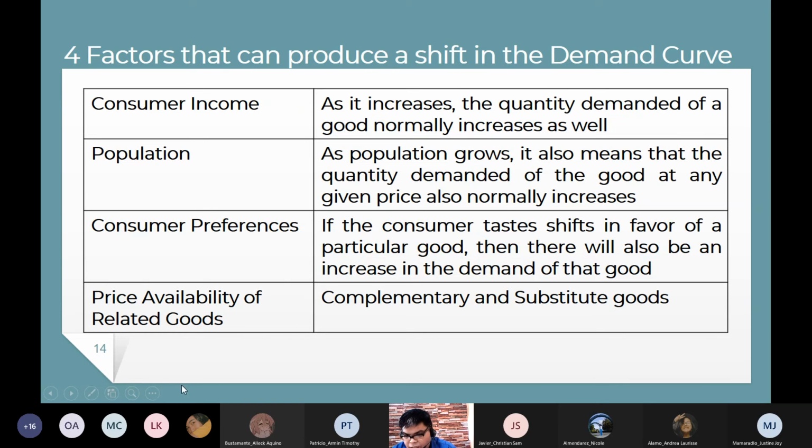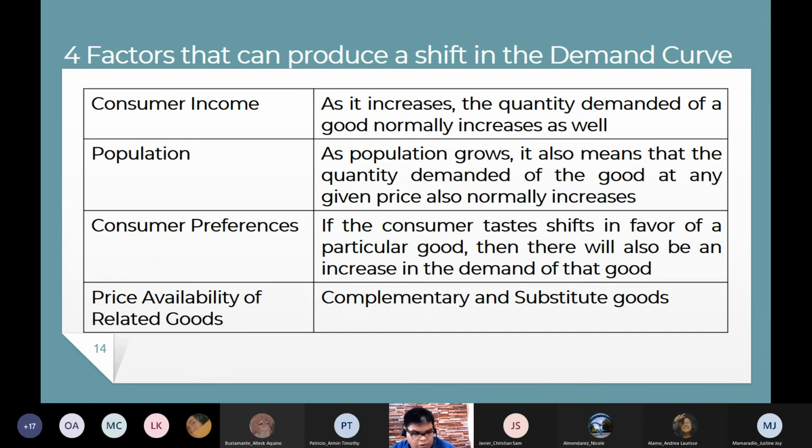And price availability of related goods. And we have here the complementary and substitute goods. Ano po ba yung complementary and substitute goods? Complementary, let's say, pizza. Hindi ka pwedeng kumain ng pizza ng walang pizza sauce as much as possible. Or hindi pwedeng kumain ka ng pizza ng walang harina. Or noodles na walang noodles. So they go hand in hand. Okay. So merong sample dito later.